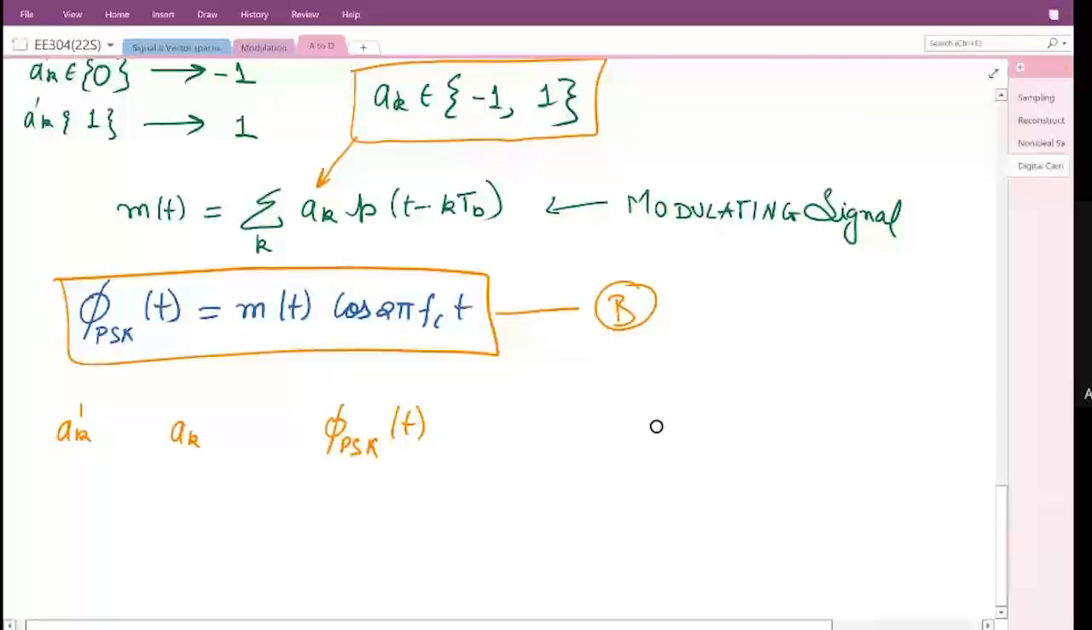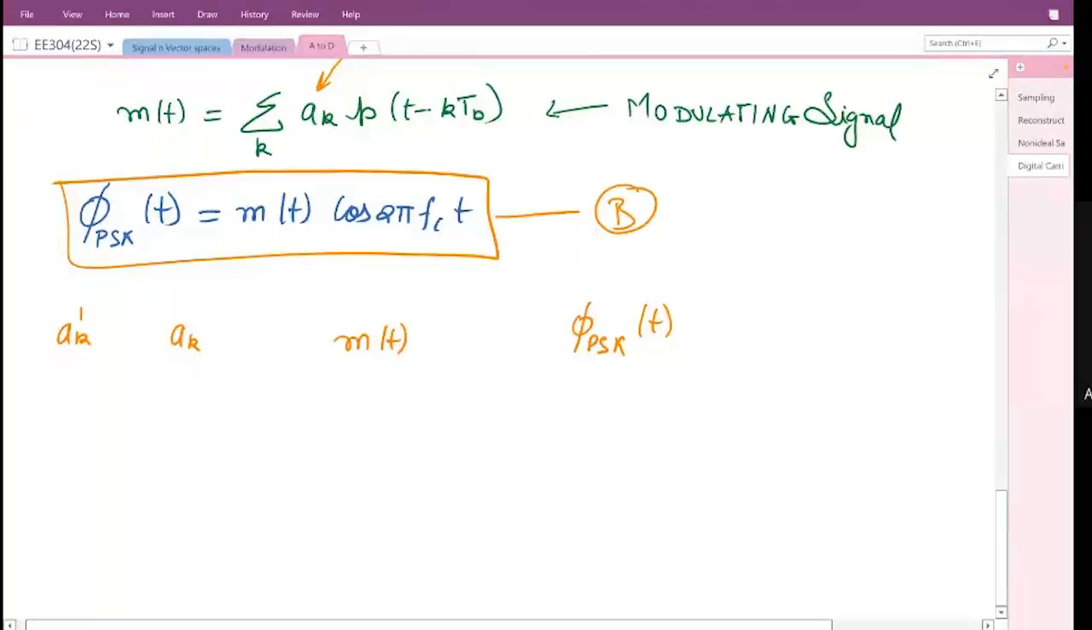Let us write this thing. Let us write AK prime, and then we will have MT. So if AK prime was 0, or let it be initially, let us take 1. Then what is AK? If AK prime was 1, AK is 1 only. And what is MT?